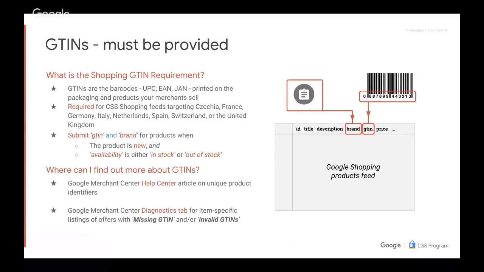GTINs are required for CSS shopping feeds targeting Czechia, France, Germany, Italy, Spain, Switzerland, and the UK. For items that are new and have availability as either in stock or out of stock, you will have to submit the values for GTIN and brand. Items will otherwise get disapproved as the system is lacking sufficient product information. You can find out more about GTINs on our Help Center and in your Merchant Center Diagnostics tab, next to any offers disapproved with missing GTIN or invalid GTIN.